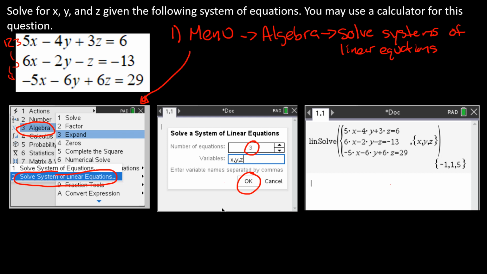And then you're going to have this screen, and you need to make sure that you plug in everything as is. Be very careful with the differences between negatives and minuses. Once you plug that in, you get these values, and these are your answers in order. This is your x, your y, and your z. So your answers would be x equals -1, y equals 1, and z equals 5. This is super, super easy.